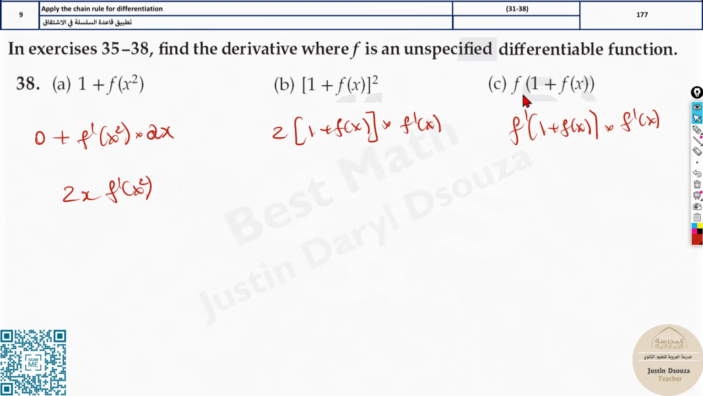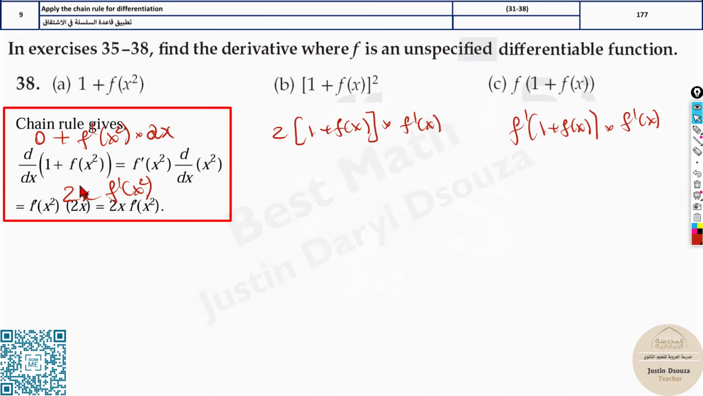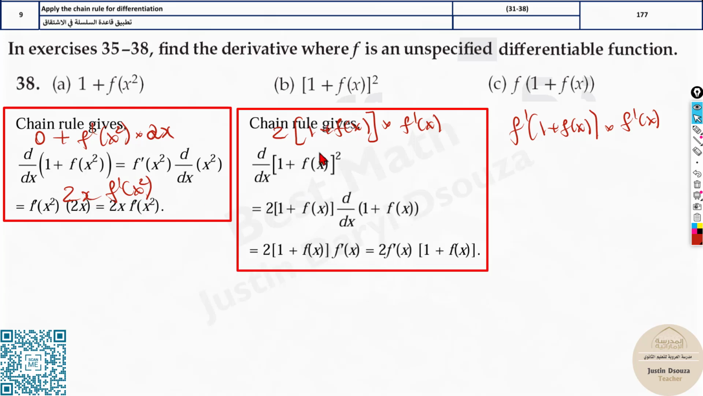Chain rule is pretty simple. It's like peeling an onion. From outside you need to solve one and then go inside and then inside. That's it. So here we solve this power 2 first, then whatever is inside we try to find the derivative. So these are the answers you can see as it is.